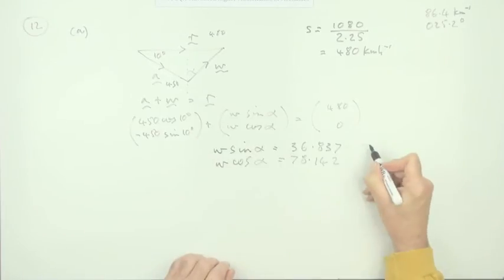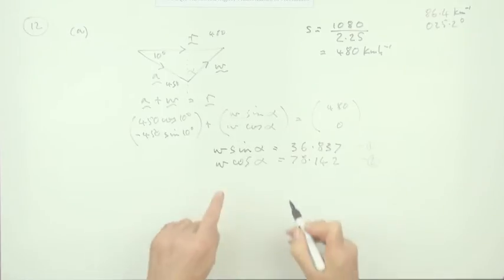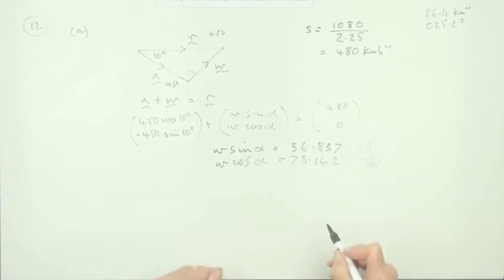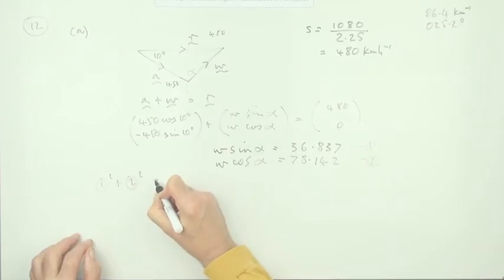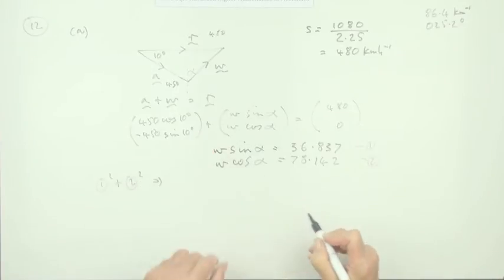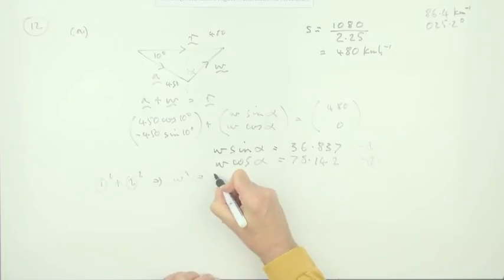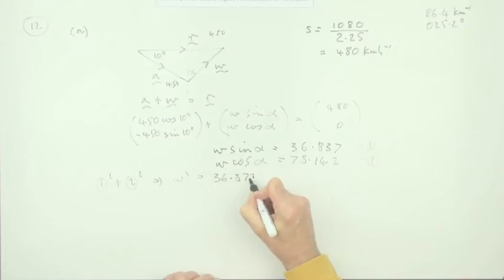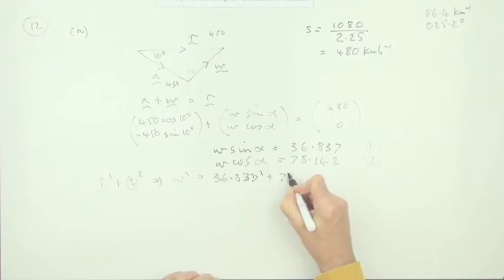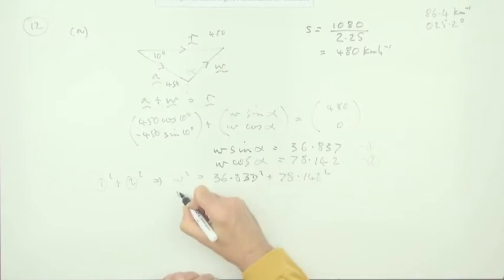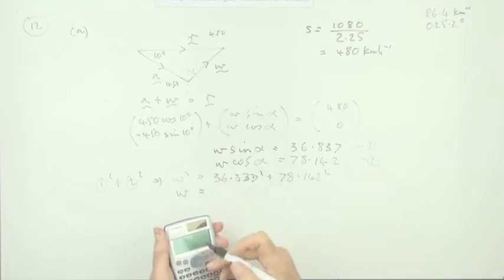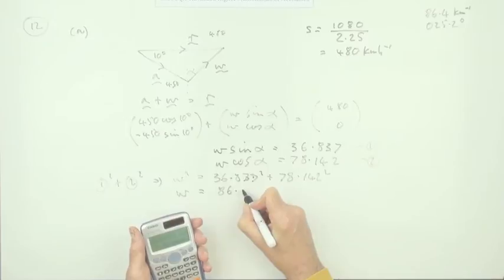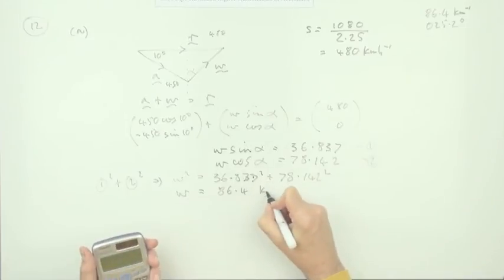So the way you would solve them would be, if you divide them, you'll have the tangent. If you square and add them, you'll get that one. So what I'll do is W first, that's its magnitude. So if you do 1 squared plus 2 squared, you'd end up with W squared equals 36.837 squared plus 78.142 squared. Of course, you're just going to do square root of that. And when you do that, you get 86.389, which is 86.4 kilometers per hour.